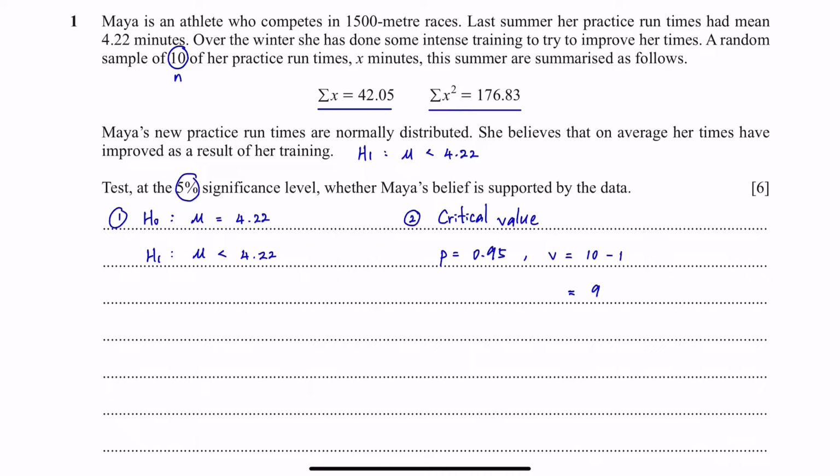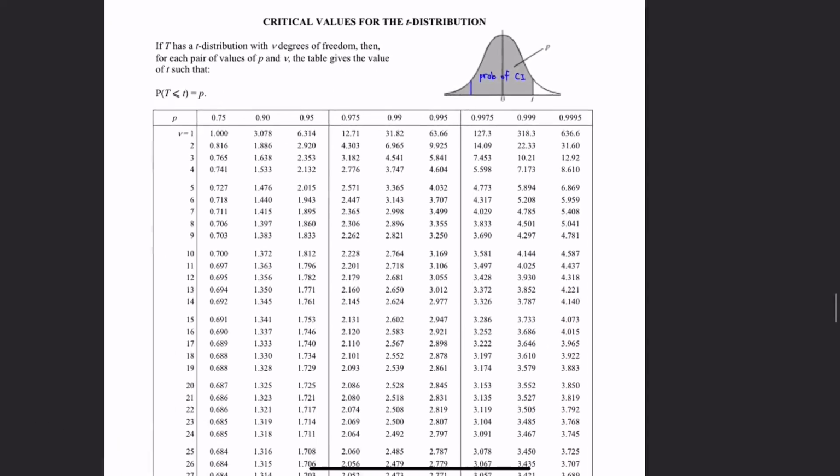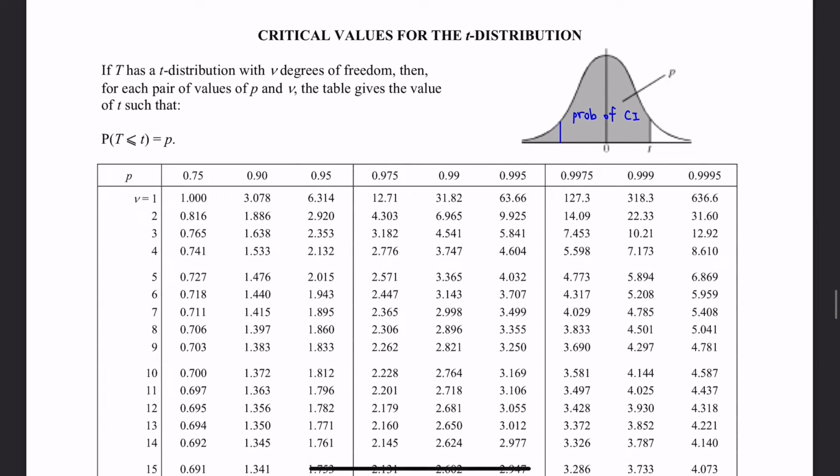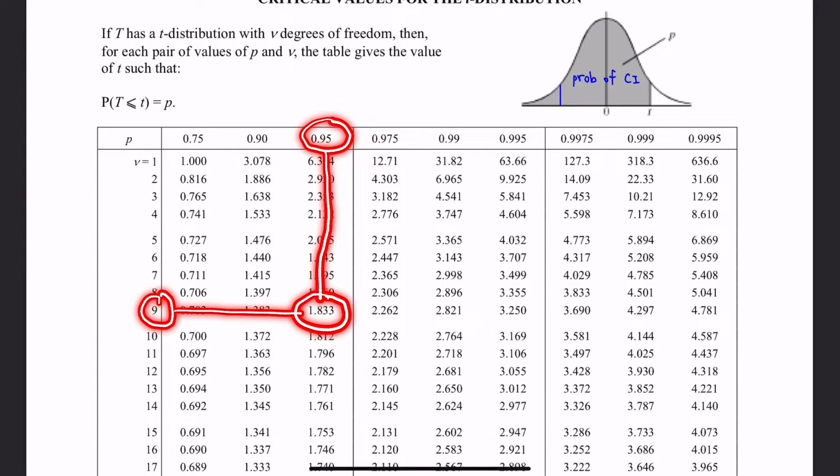So now we can check the t distribution table. We have p as 0.95, and v as 9. So we can see that the t value is 1.833. Alright?